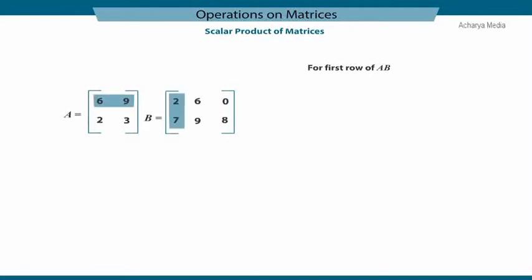The first element in the first row of the matrix AB can be found as follows: consider the first row of matrix A and the first column of matrix B. Multiply the first element in the first row of matrix A, that is 6, with the first element in the first column of matrix B, that is 2.